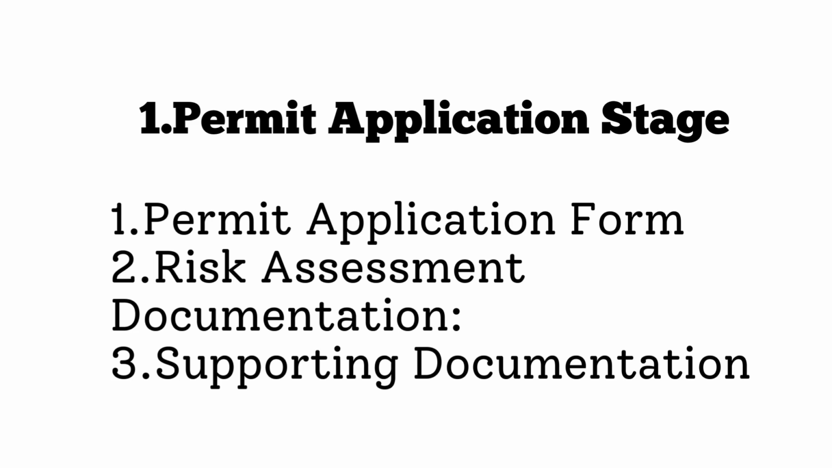During the permit application stage, we need a permit application form. We know that the permit application form is a standard form that captures essential information about the proposed work, including the scope of work, location, duration, and associated hazards.